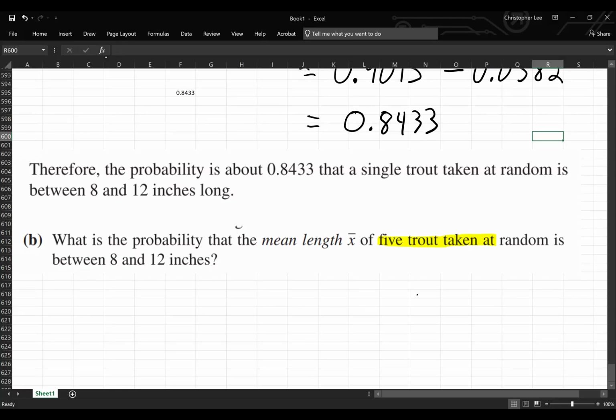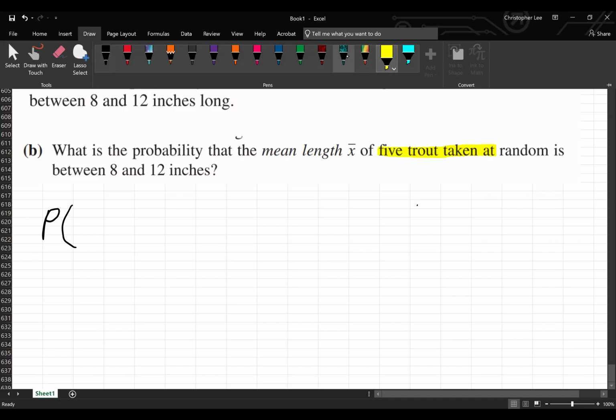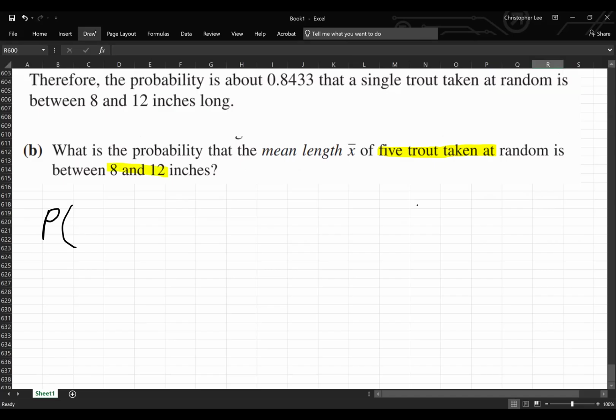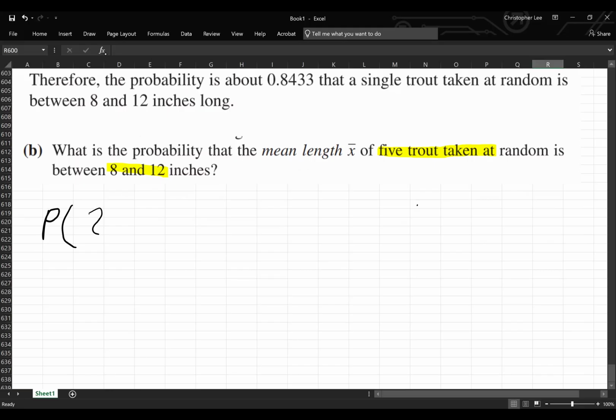Let me start off. They're asking you what is the probability. Let me highlight where I'm getting this information from. There we go. Let me bring it back. So they want to know the probability of 8 less than or equal to X bar less than or equal to 12. I'm getting the X bar from right here.